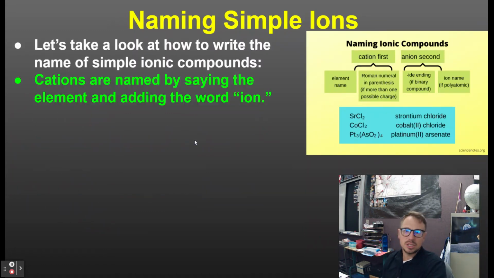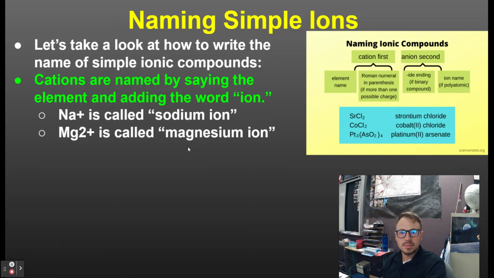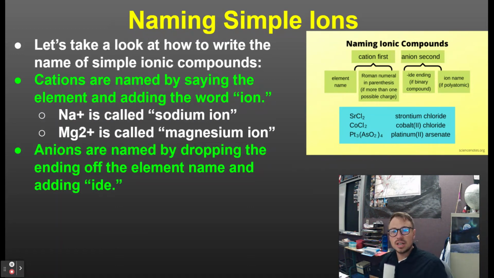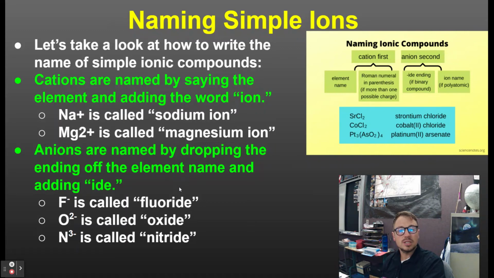So here's how we name simple ionic compounds. Cations are named by saying the element and adding the word ion. So sodium becomes a sodium ion, magnesium becomes a magnesium ion. Now, anions are named by dropping the ending off the element name and adding -ide. So fluorine becomes fluoride, oxygen becomes oxide, nitrogen becomes nitride. When you're just saying the name of a compound, you say the name of the cation element, then the anion. So it'd be like sodium fluoride, sodium oxide, sodium nitride, magnesium fluoride, magnesium oxide. It doesn't matter how many of each you have.